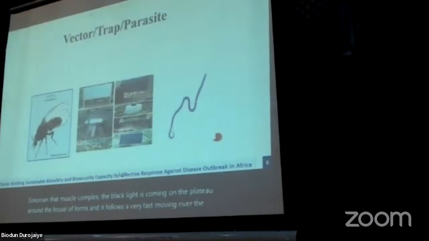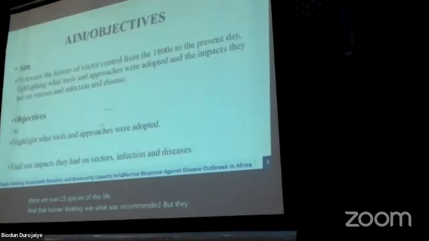The one in the middle is the trap that is used. Before now, for the Simulium damnosum complex, we call it a complex because there are over 25 species of this fly. Human baiting was what was recommended, but they found out that humans came down with the disease in the process of catching the fly.